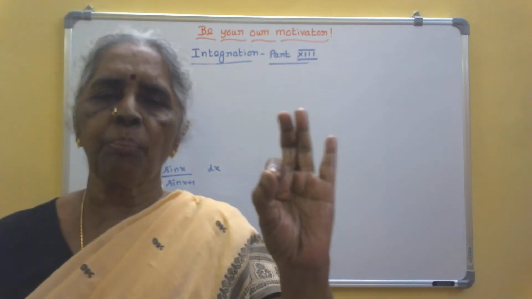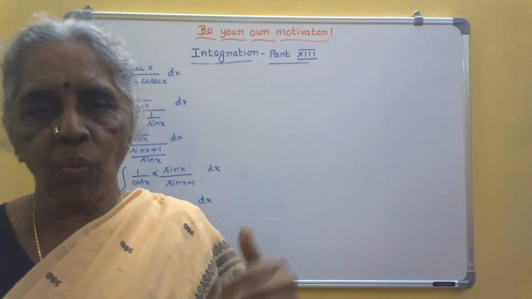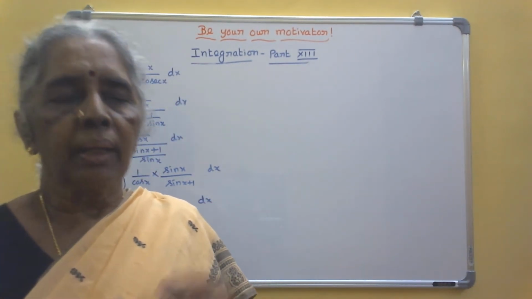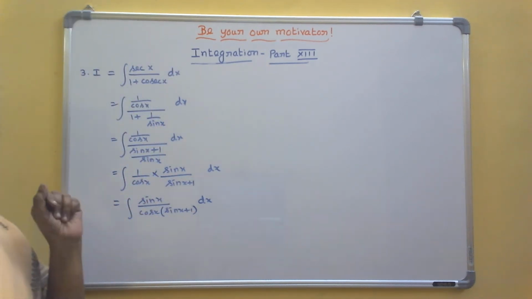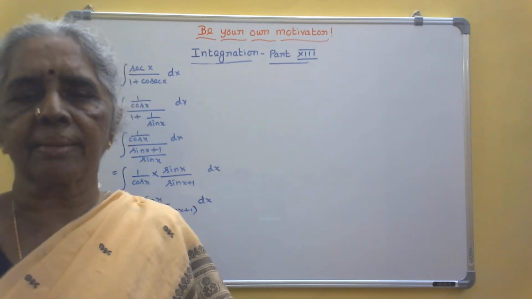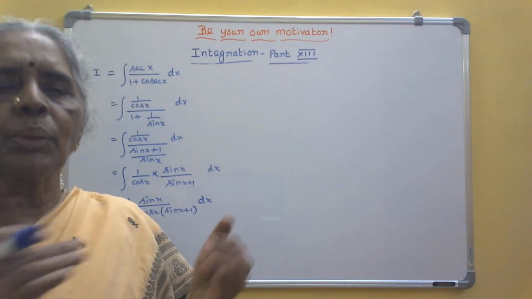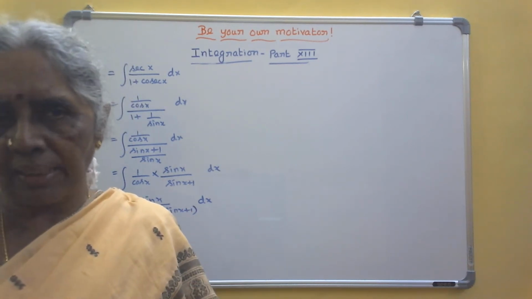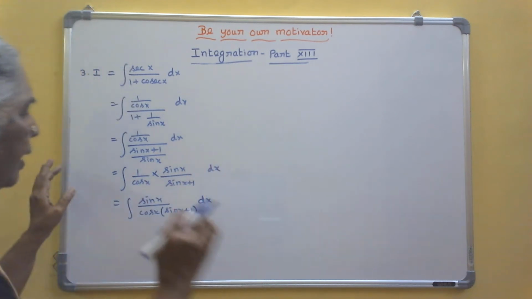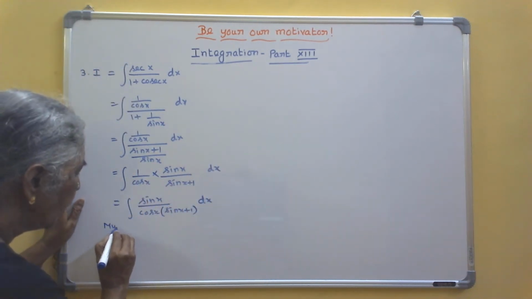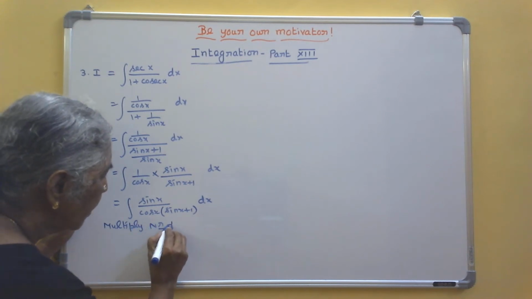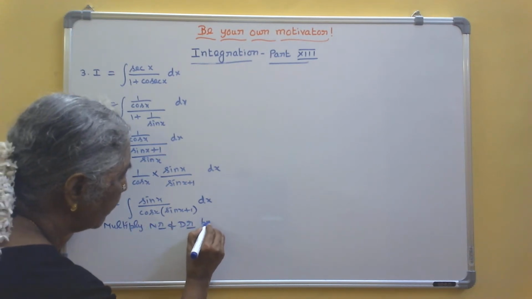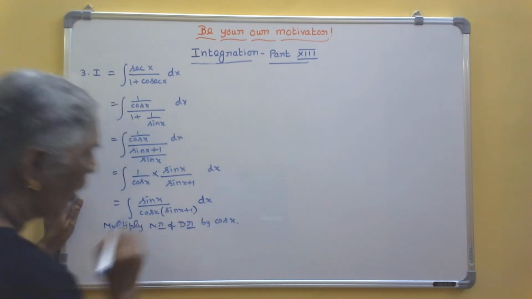Now there is one important step we have to do, otherwise you won't be able to proceed further. Now I am going to multiply the numerator and denominator by cos x. I will tell you the reason when I do the next step. You will yourself understand why we do that. Okay, what I am going to do? I am going to multiply numerator and denominator by cos x.